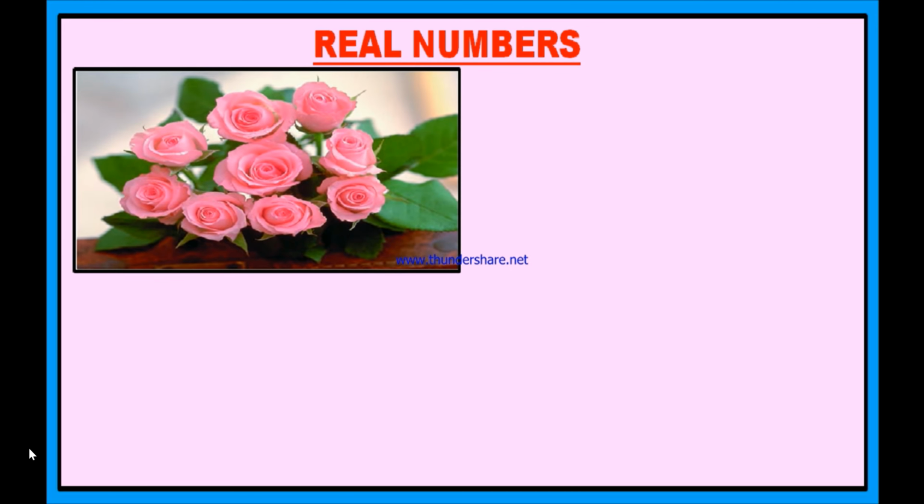You see, look at this diagram. What can you see in this diagram? Yes, it is a bunch of roses. Now, how many roses are there? To count? Yes. If I ask you to count, you may start from 1. You must say 1, 2, 3, 4, 5, 6, 7, 8, and 9. Therefore, there are 9 roses in this bunch of flowers.